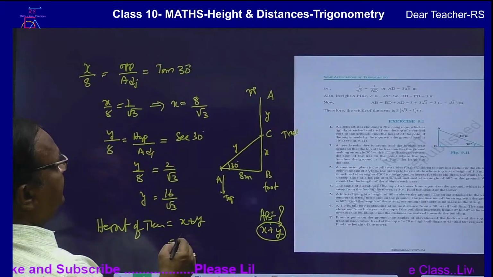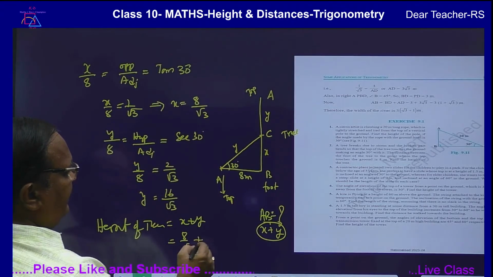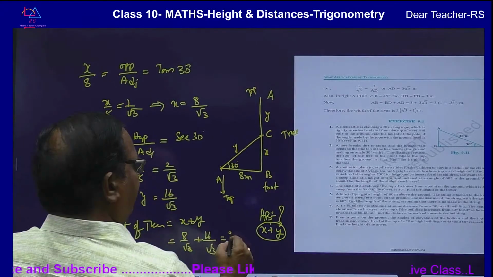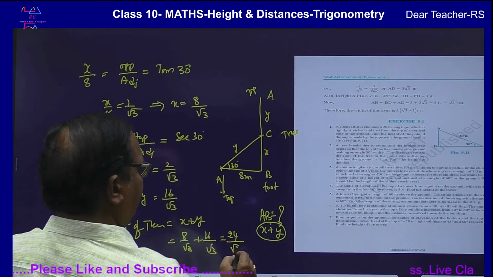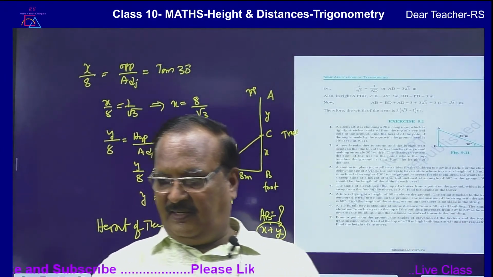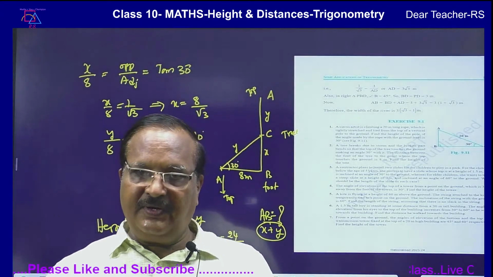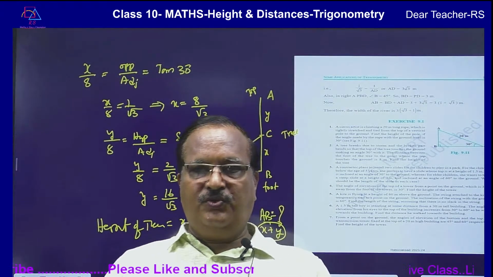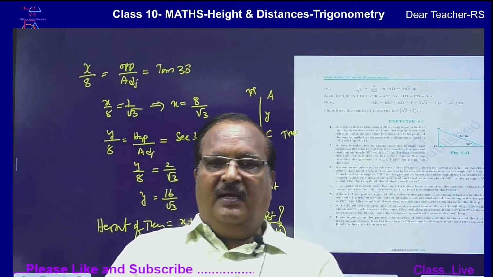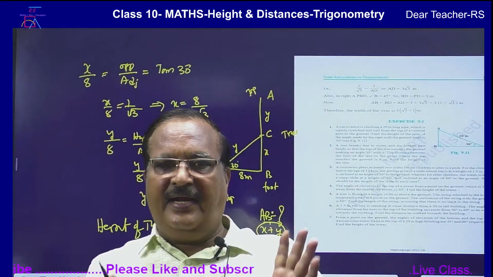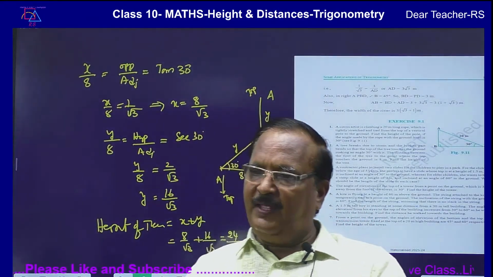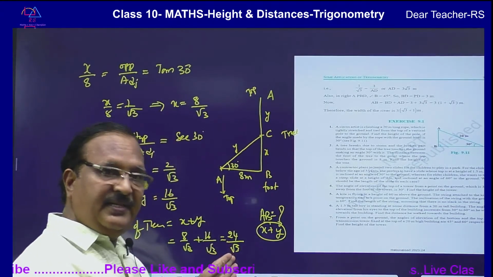X is equal to 8 upon root 3, and y is equal to 16 upon root 3, which is equal to 24 upon root 3. You can do the rationalization and simplify further, or you can leave it like that also. Okay. In the examination, it is advised to rationalize the denominator and put it in decimal form. In the examination, generally the standard answers will always be in decimal notation. So I advise you to put it in decimal.